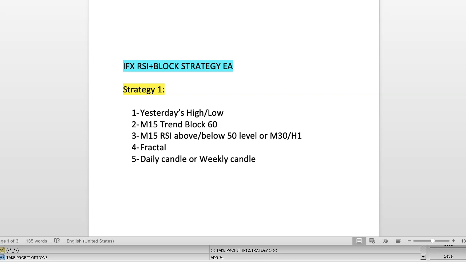And again, there are going to be 4 different videos on 4 different strategies, pretty much almost with different variations in here. Okay, so the first thing is we need to take into account yesterday's high and yesterday's low. So that's the first thing. Second thing is we're going to be entering on M15 trend block on 60 settings.